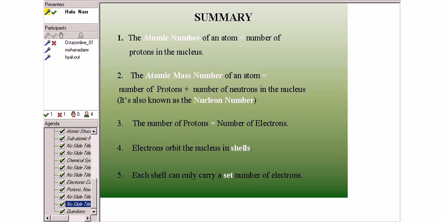The electrons are revolving in orbits around the nucleus. These orbits, we call them shells. And as we know, each shell or each energy level is able to carry a certain number of electrons based on the rule we said, which is the number of electrons equals 2n to the power 2, where n represents the level number.